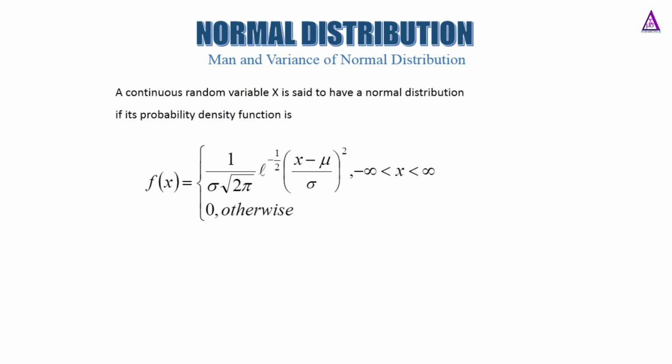I am here to discuss how to obtain the mean and variance of the normal distribution. A continuous random variable x is said to have a normal distribution if its probability density function is f of x equal to 1 divided by sigma root 2 pi exponential raised to power negative 1 divided by 2 into the bracket x minus mu divided by sigma all squared, zero otherwise.